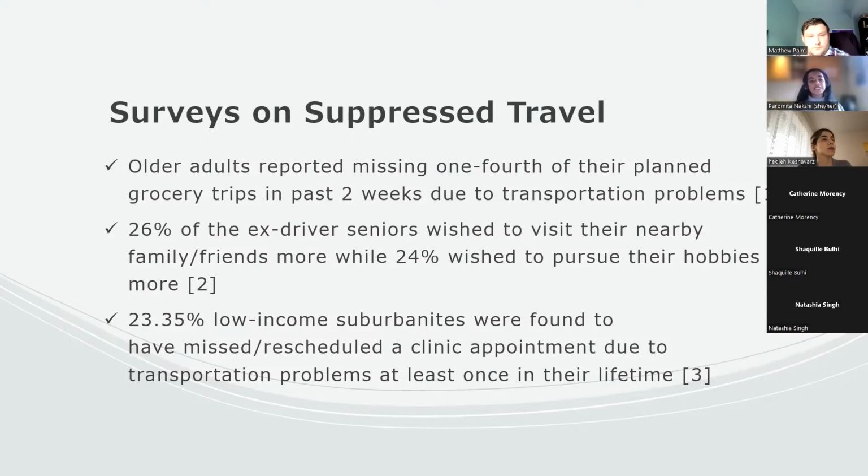So some of the key findings that came from our study are that one study found that older adults reported missing 1/4 of their planned grocery trips in the past 2 weeks when the survey was conducted due to some kind of transportation problems. And more than 1/4 of ex-driver seniors wished to visit their nearby family or friends more, while around the same percentage wished to pursue their hobbies more, but they couldn't do that because of transportation barriers. And almost 1/4 of the low-income suburbanites were found to have missed or rescheduled a clinic appointment due to transportation problems at least once in their lifetime.